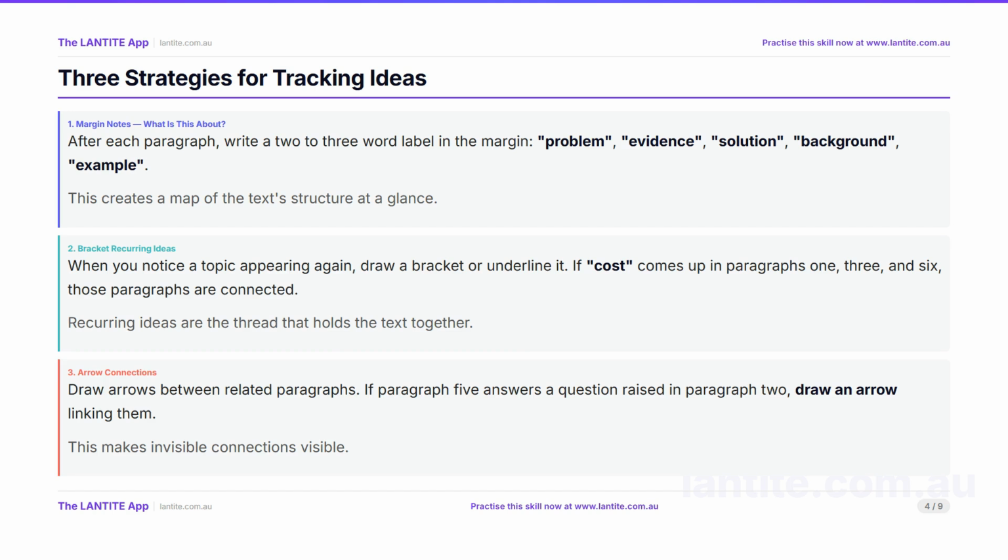When you notice a topic appearing again, underline it or draw a bracket. If the word cost or the idea of funding comes up in paragraphs 1, 3, and 6, those paragraphs are connected. Recurring ideas are the thread that holds the text together. Third, arrow connections. Draw arrows between related paragraphs. If paragraph 5 answers a question raised in paragraph 2, draw an arrow linking them. This makes the invisible connections visible on the page.